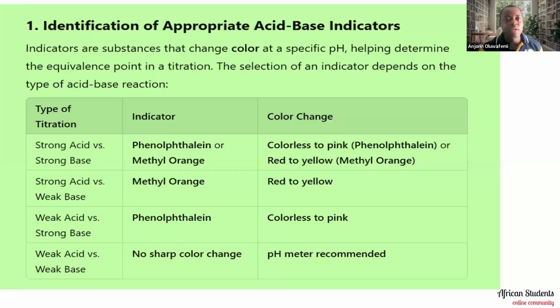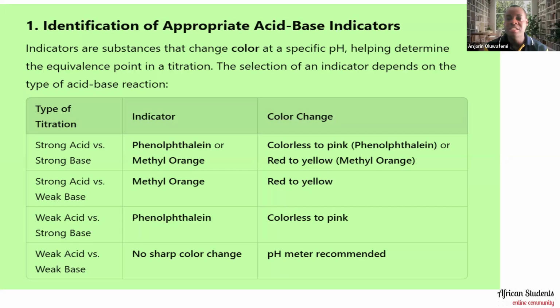Okay, so let's move along now and talk about identification of appropriate acid-base indicator. When you do titration, there's always a need to use a particular substance that we call an indicator. The whole essence of using the indicator is because you want to know the endpoint of the titration. So you need to use an indicator, but you don't just use any indicator. You have to be careful and carefully select an indicator that is suitable for the nature of the acid and the base that you are titrating.